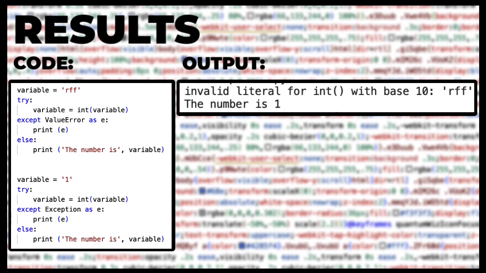So now when we run it, the first set of code, a value error does occur. Therefore it does catch it and prints the error. However, on the second code, no error occurs, so therefore it will print that the number is 1.